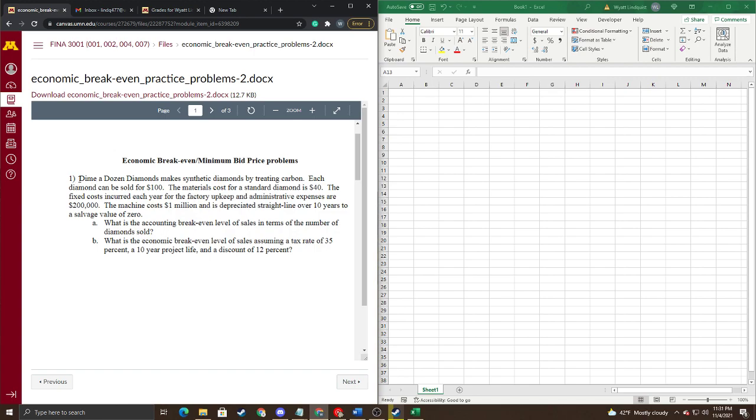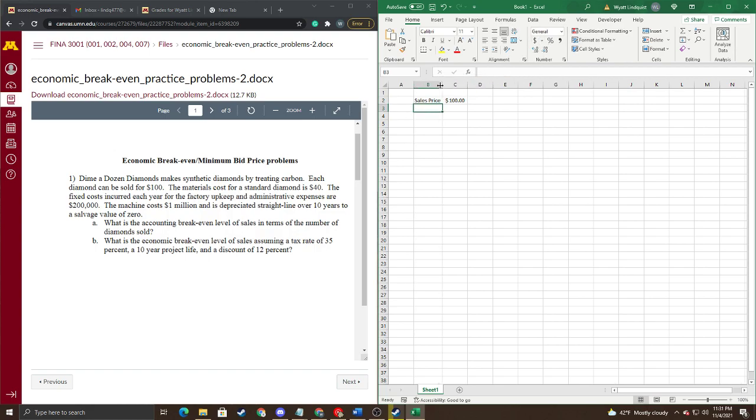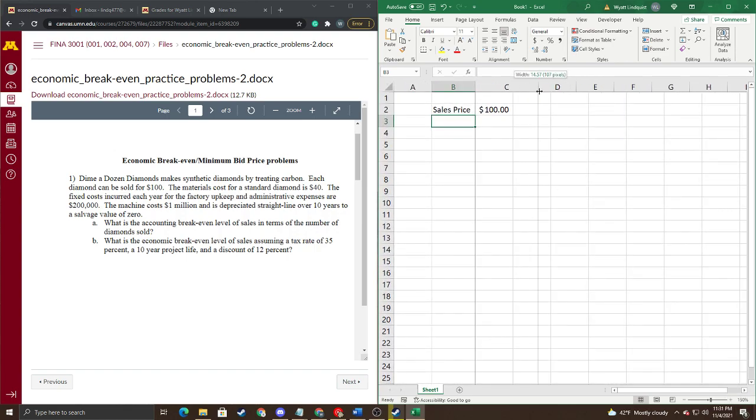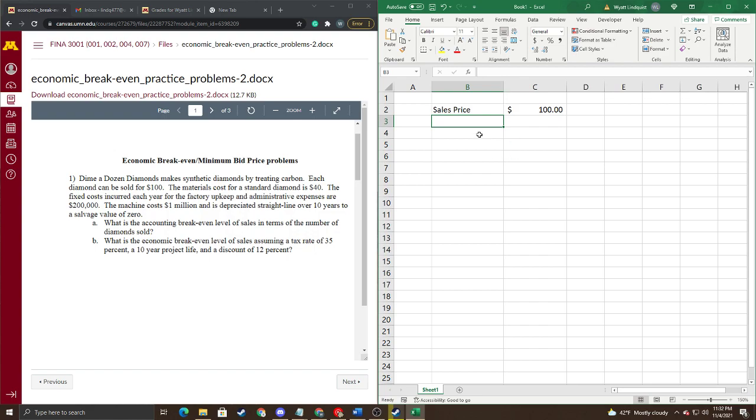So a dime a dozen diamonds makes synthetic diamonds by treating carbon. Each diamond can be sold for $100. So here's our first piece of information. We're going to have our sales price, right? Sales price is $100 each, so we're going to make that into a dollar sign amount. And we'll also make this slightly bigger so it's a little easier to read, and we'll just lengthen these out a bit. All right, so there we go.